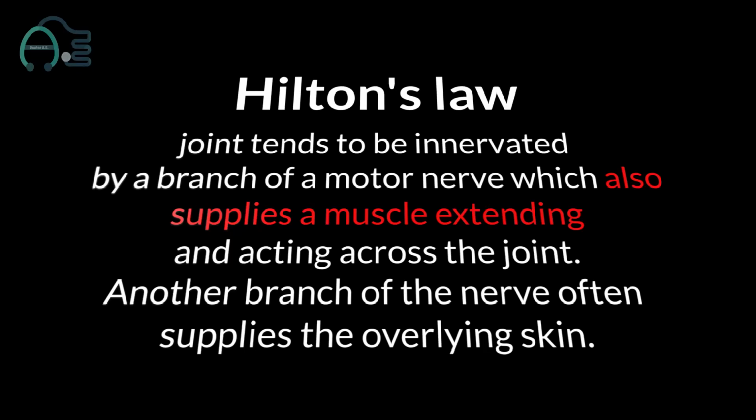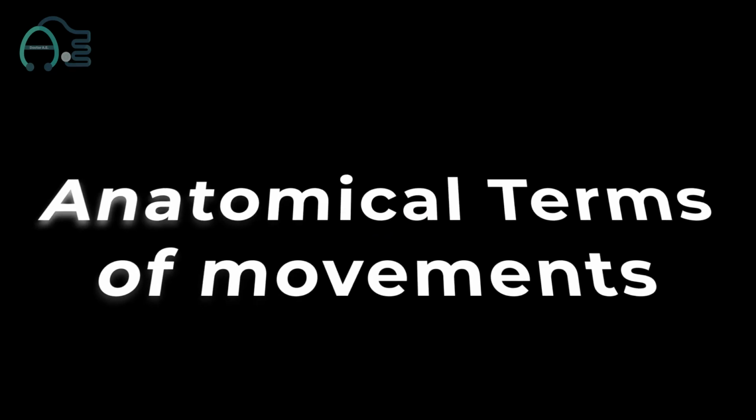Hilton's law states that a joint tends to be innervated by a branch of a motor nerve which also supplies a muscle extending and acting across the joint. Another branch of the nerve often supplies the overlying skin. Anatomical terms of movements.